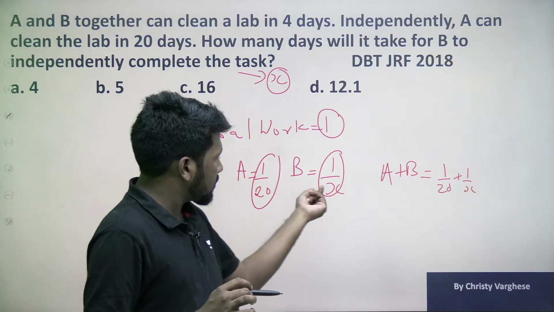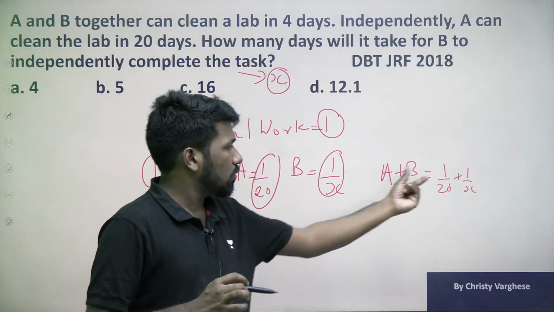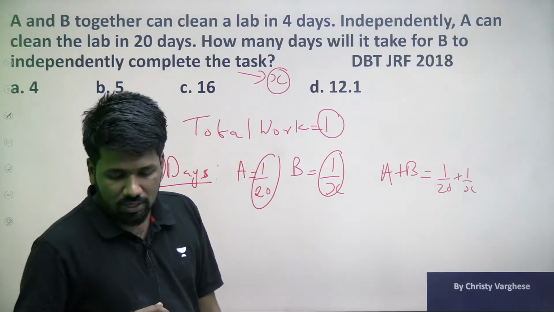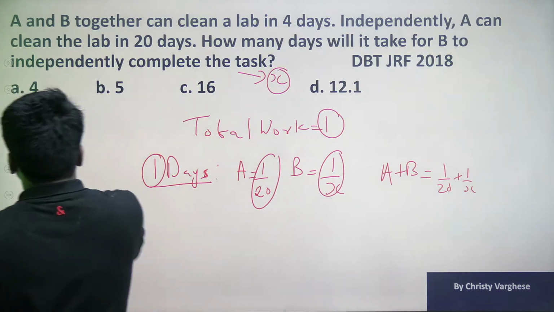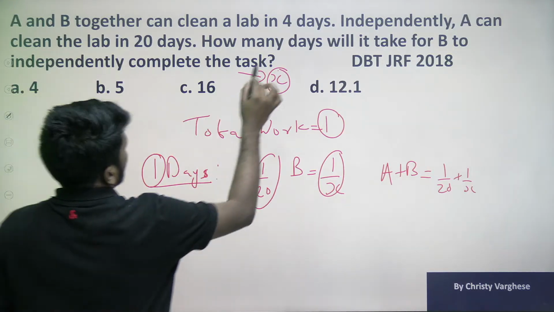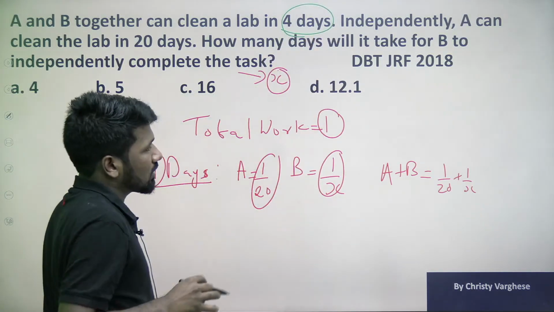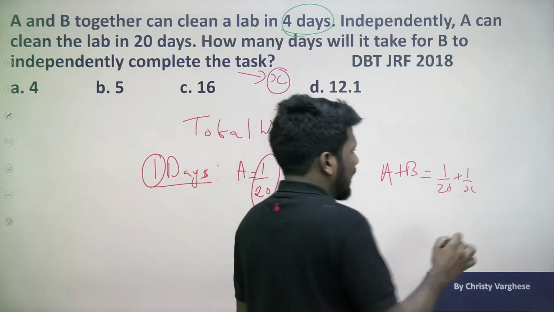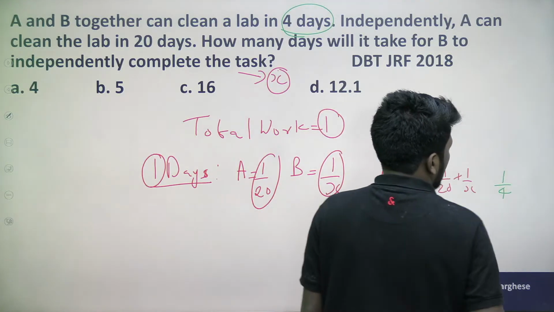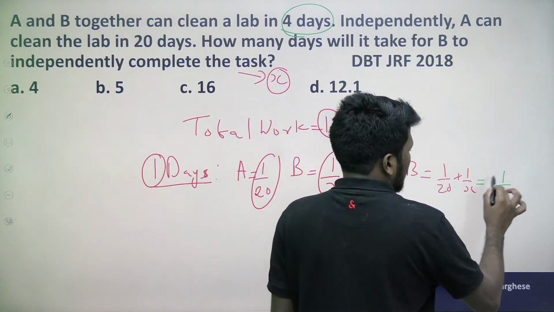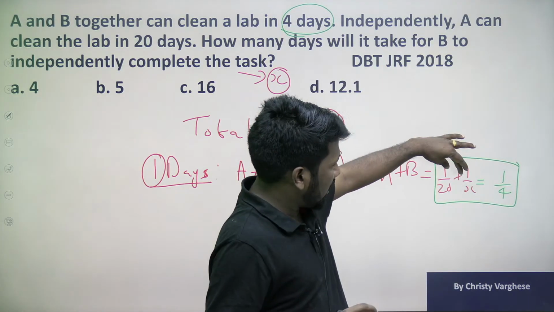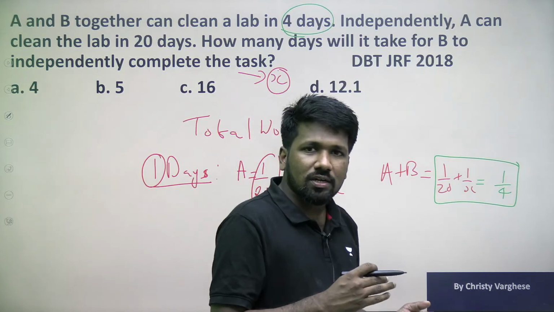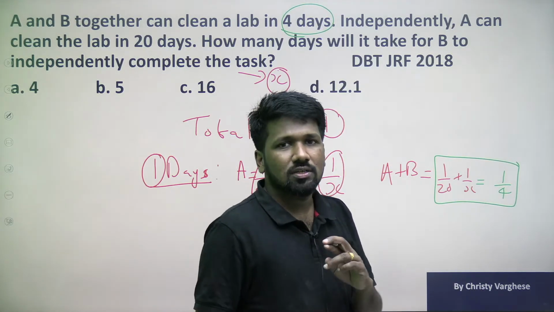A contributes this much, B contributes this much, so together they contribute 1/20 plus 1/X. Now the question says that if A and B work together, they can complete the work in 4 days. That means in 1 day they can do 1/4 of the total work. So this will be equal to 1/4. Why is this equal to 1/4? Individually you found A's work, and for B's work you assumed X.